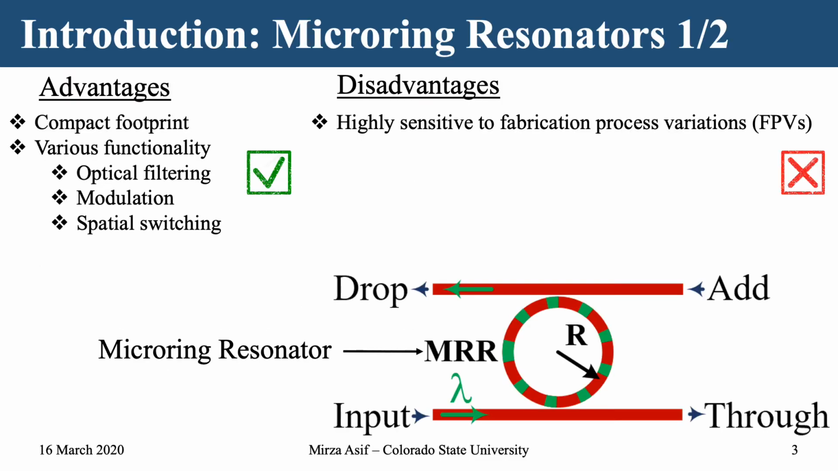Microring resonators are one of the silicon photonic devices, and this is how they look like. They have an input port, a through port, a drop port, and an add port. Microring resonators have advantages such as the footprint is compact and also functionality such as can be used for filtering, for modulation, as well as switching. All these advantages are outweighed by the disadvantages. The disadvantage is that it's highly sensitive to fabrication process variations.